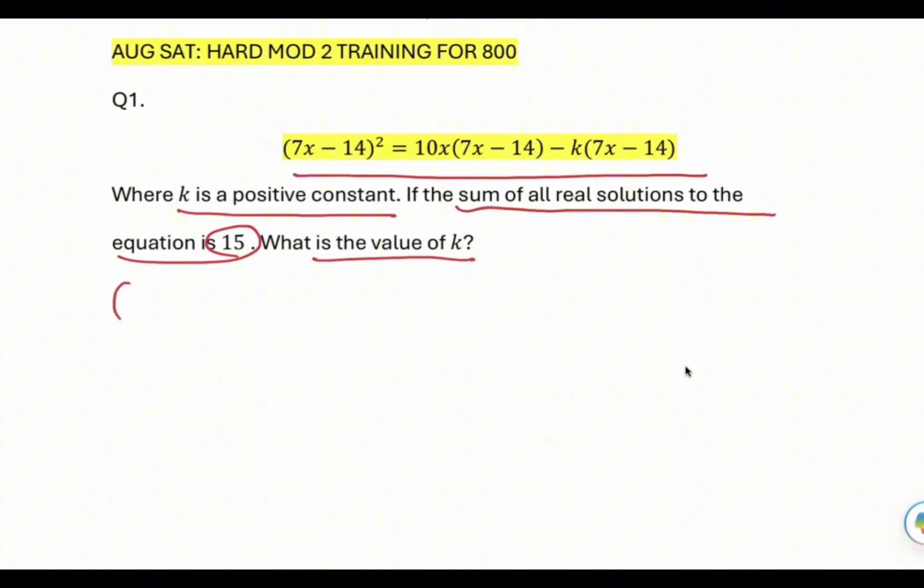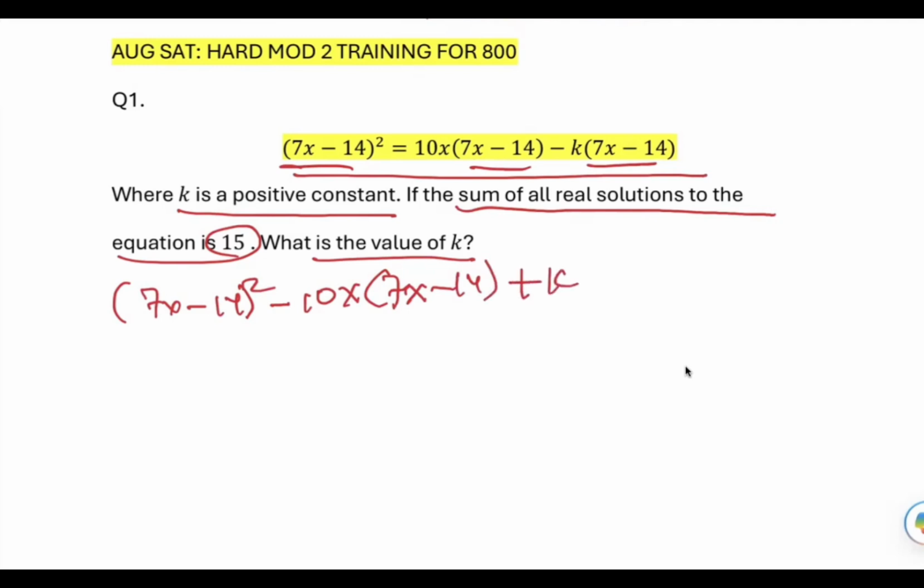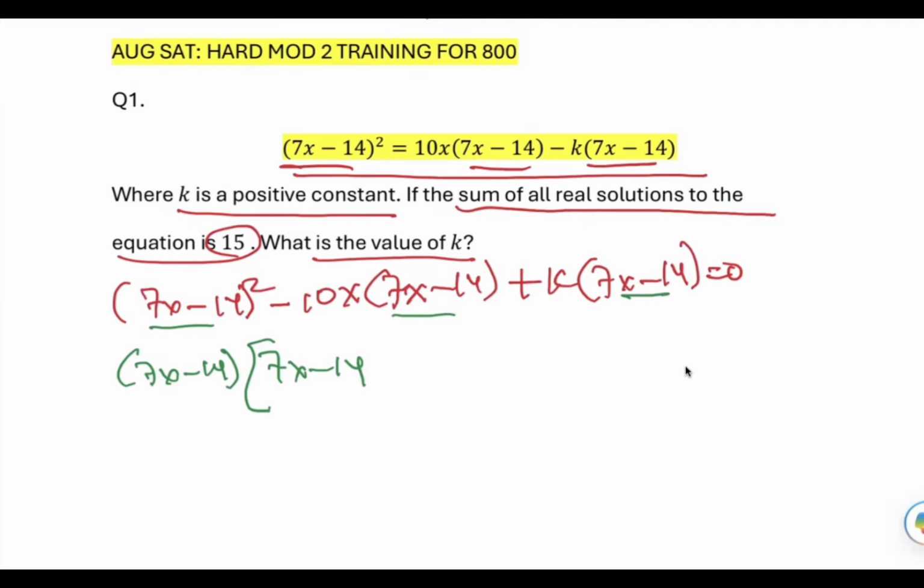Look at it. Just rewrite the equation and then move everything to the right side. Don't expand anything, because this is common to all of it. That is your function, and you can tell the root is right there. Therefore, this is what we have. It's equal to 14. Now, since this is common, I factorize it out. I get 7x minus 14, and this will be 7x minus 14. If you factorize this, you have minus 10x. This will be k, and this is equal to 0.